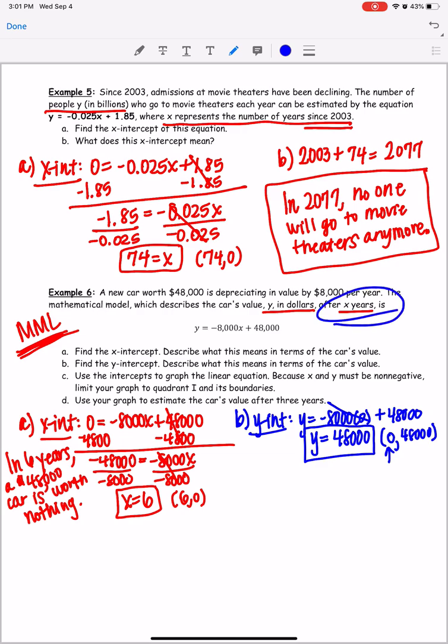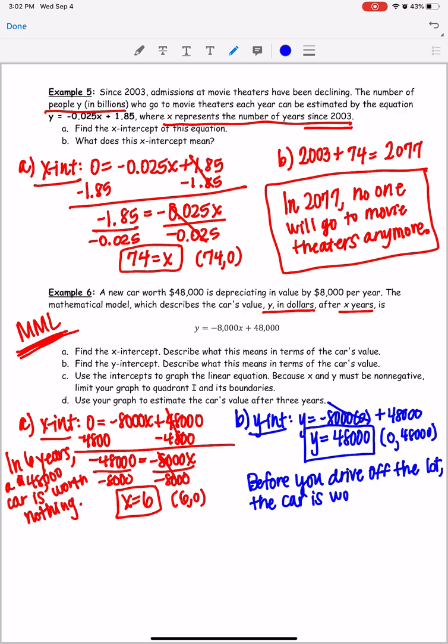So, describe what this means. 0 represents years. So, before you drive off the lot, what does this mean here? This is how much your car is worth. So the car is worth 48,000 buckaroos.